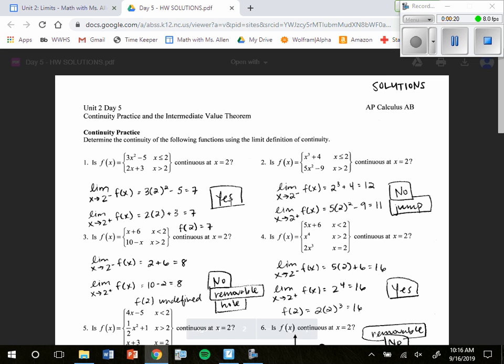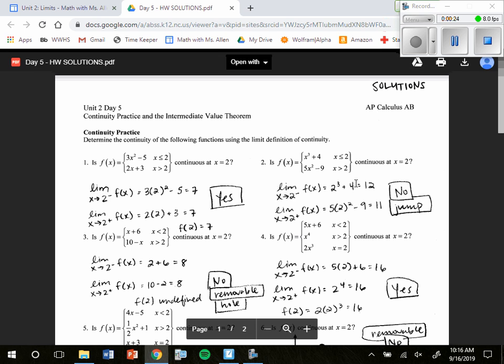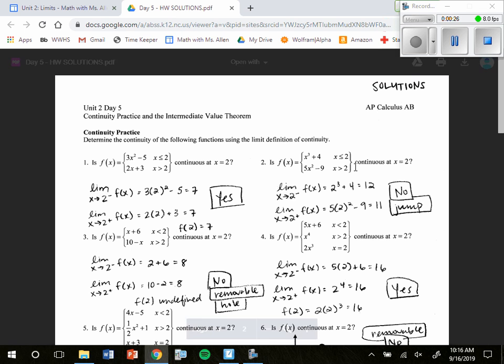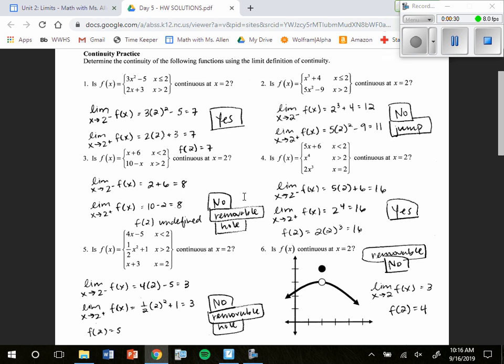Check it now. So number 1 is continuous because all 3 pieces are equal. Number 2 is not continuous because the left-hand and right-hand limits are not the same, so it's a jump. Number 3 is not continuous because it's not defined at 2. Did you see that? But my left-hand and right-hand limits are the same, so it's a removable hole. Number 4 is continuous at 2.